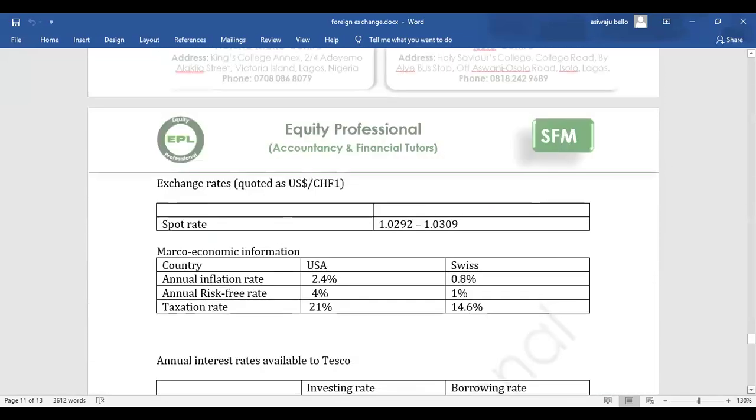Exchange rate information. We have the spot rate, with the exchange rate quoted in United States dollar per 1 CHF. Macroeconomic information: the country US, Switzerland, the annual inflation rate in US and in Switzerland, and the annual risk-free rate in US and also in Switzerland are given, as well as tax rates in the 2 countries.